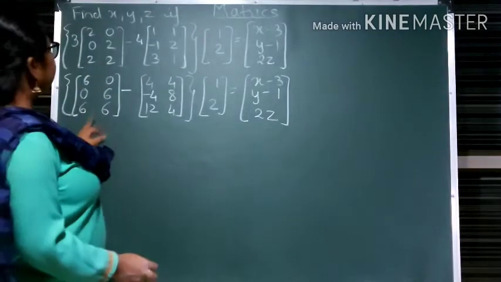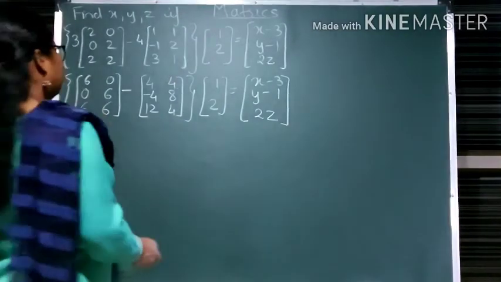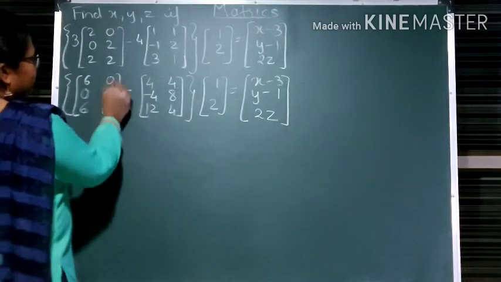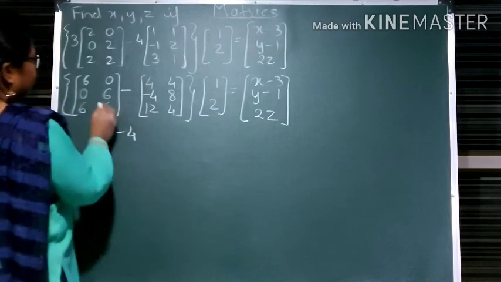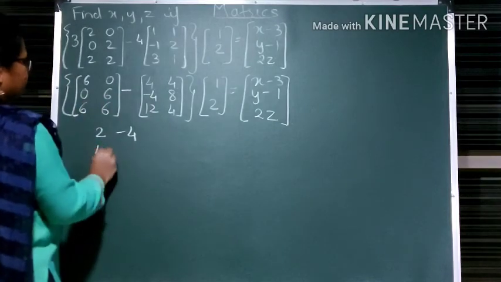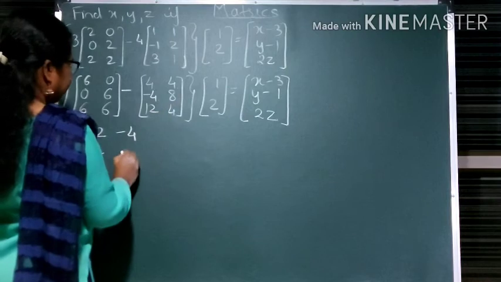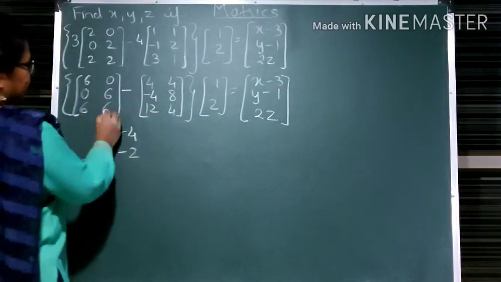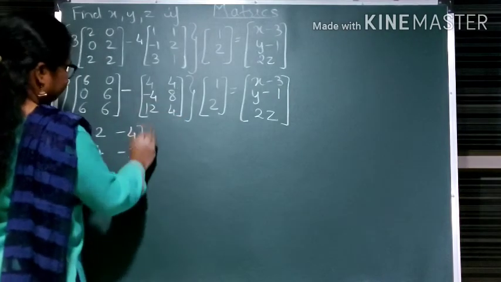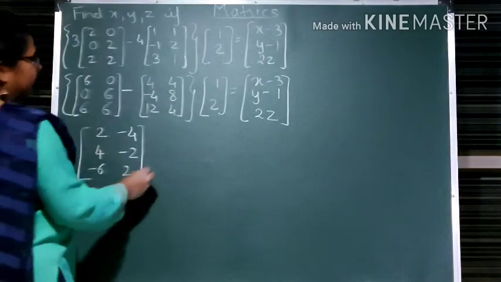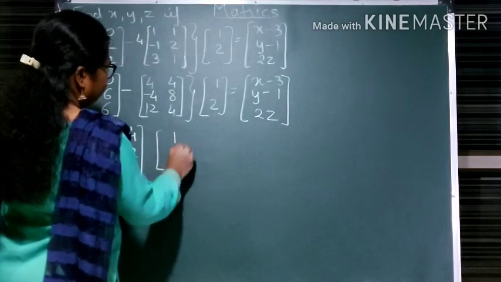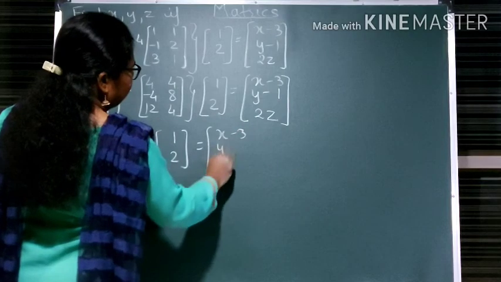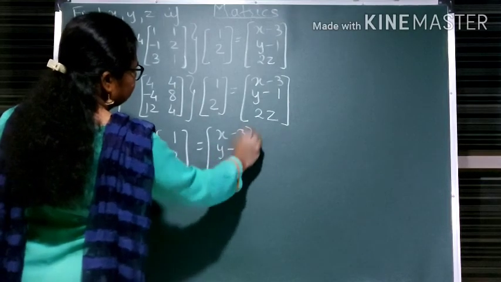Now inside the bracket it is subtraction of two matrices which we are going to do. So 6 minus 4 is 2, 0 minus 4 is minus 4, 0 minus of minus 4 means plus 4, 6 minus 8 is minus 2, 6 minus 12 is minus 6 and 6 minus 4 is 2. So this is solving the curly bracket, that is subtraction of the two matrices. Then y minus 1 and third row is 2z.